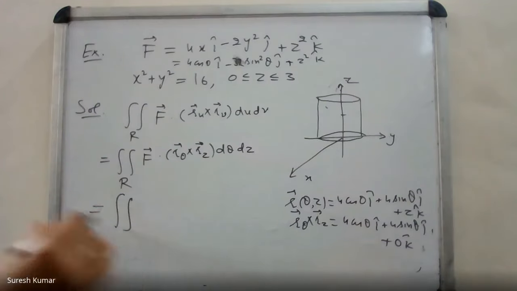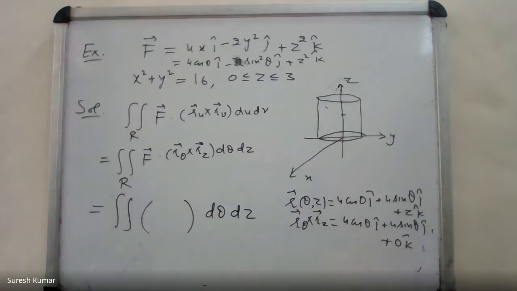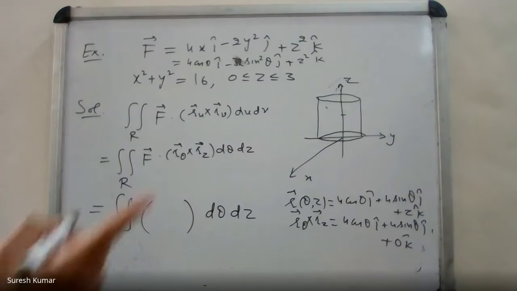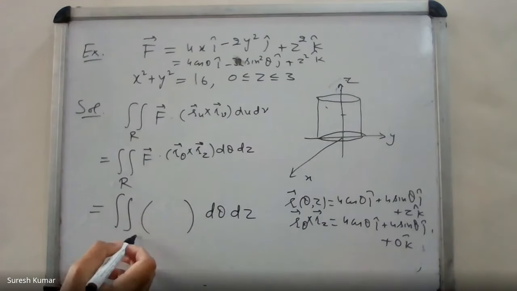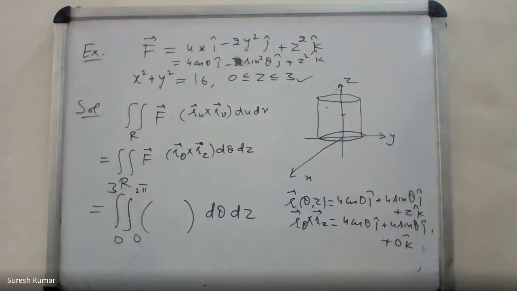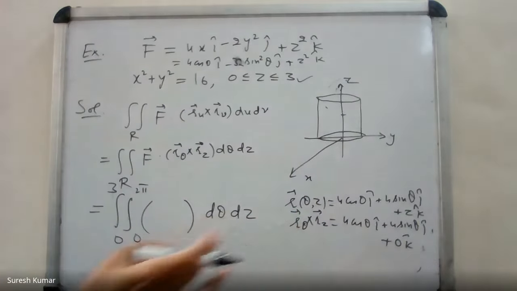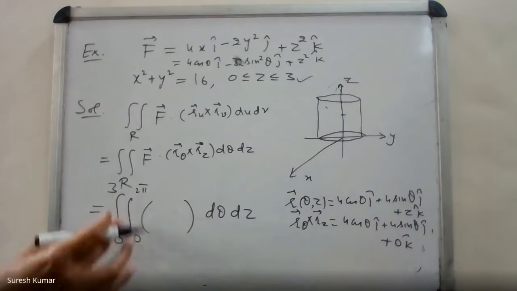Write that here, and then apply the limits of theta and z in this double integral. You know, for this cylindrical surface, theta goes from 0 to 2 pi, z goes from 0 to 3. It is given here. So just do the dot product of these two vectors, write that here, and solve this double integral.